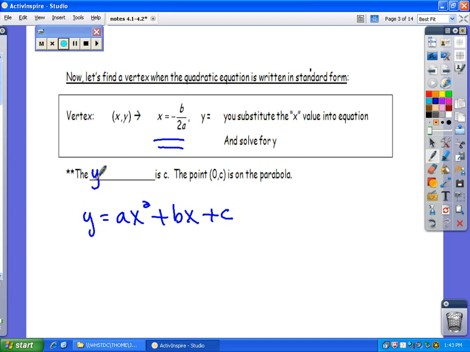The y-intercept is C. So (0, C) is always on our parabola. So let's practice this.